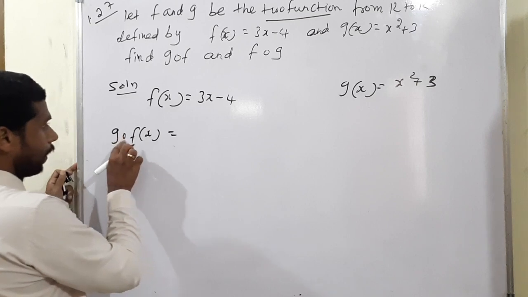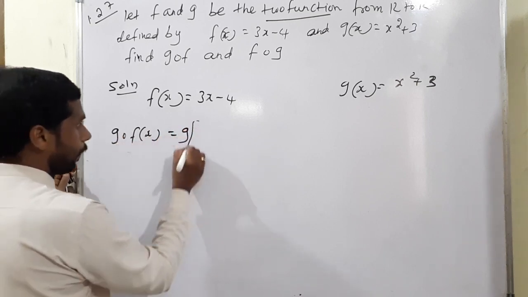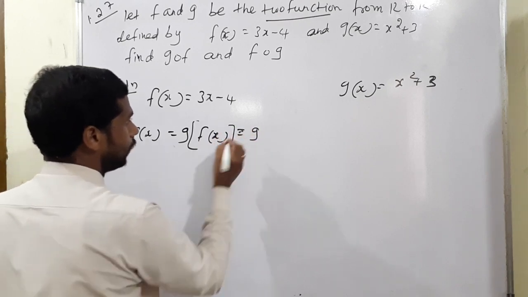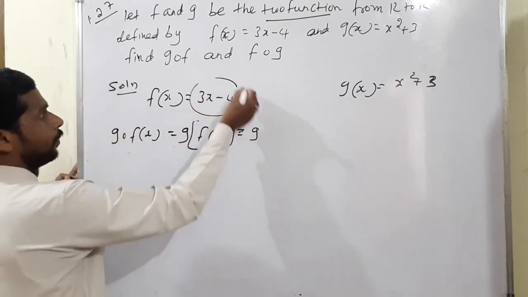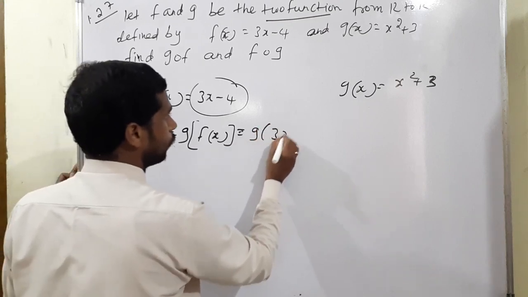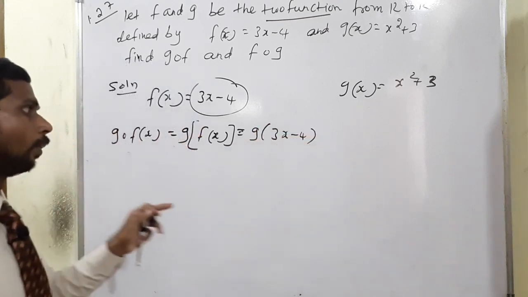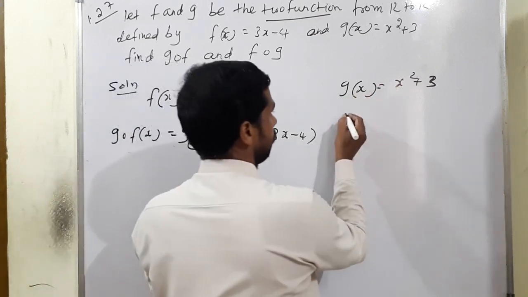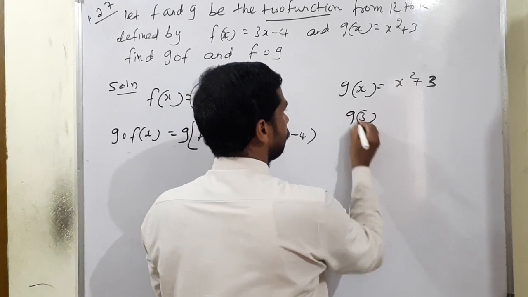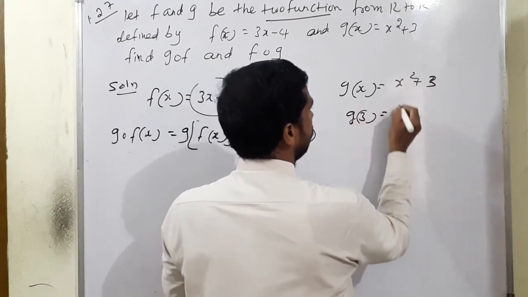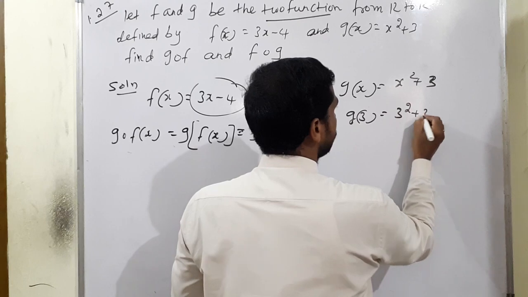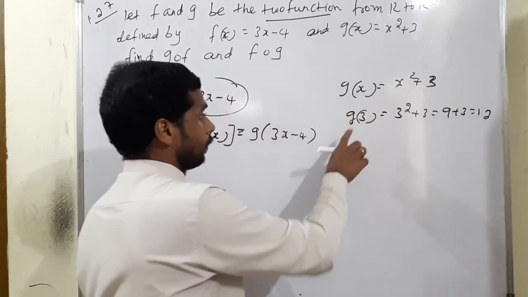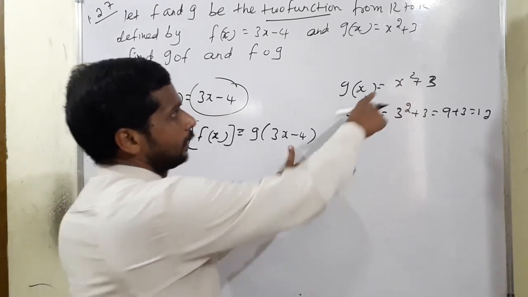This is how to rearrange. The dot is converted into brackets. Again, f of x. Okay, now g of f of x is equal to g of 3x minus 4. Already we know g of x is equal to x square plus 3. For example, instead of x, g of 3 means what will happen? Here we can write 3 square plus 3, 9 plus 3 is equal to 12.